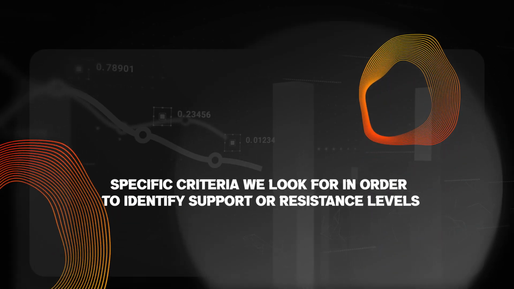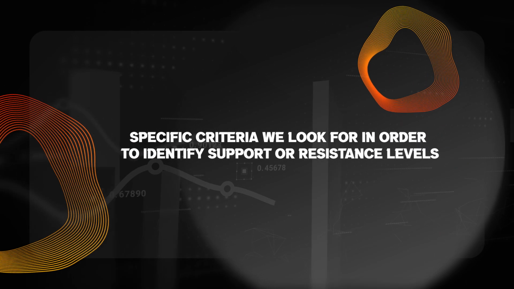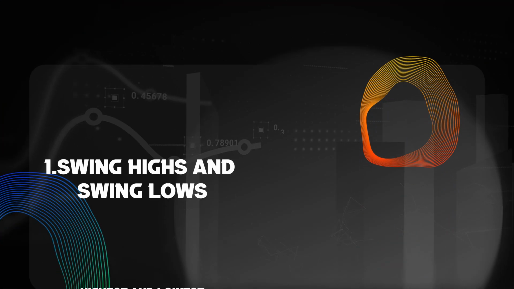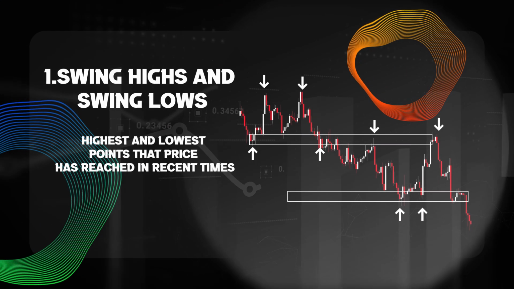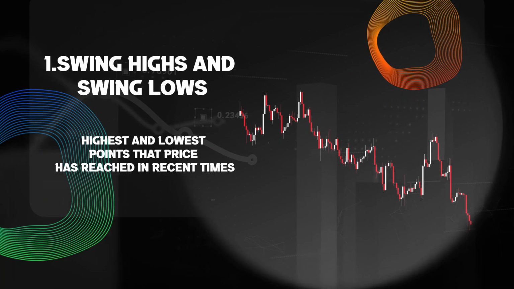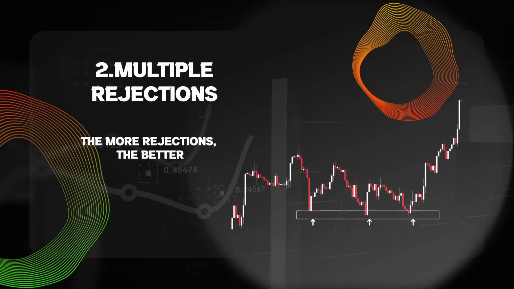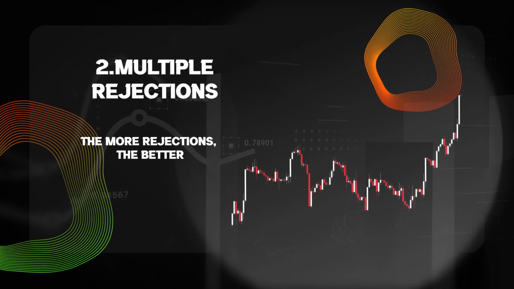There is specific criteria we look for in order to identify support or resistance levels, which we are going to list for you right now. We identify the highest and lowest points that the price has reached recently, focusing on the extreme swing highs and lows. We tend to focus on areas where the price has been rejected multiple times. The more rejections, the stronger the level.